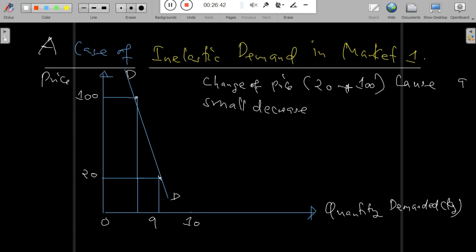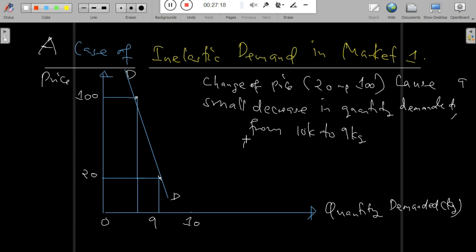So any change of price from 20 to 100 causes only a small decrease in quantity demanded. This means that there will not be a greater decrease in quantity demanded, only a small decrease, because he believes that most of the consumers can afford to make high purchases on higher priced goods and services. So when the price changes from 20 to 100, you will see a small change of quantity demanded, from only one digit, 10 to 9.